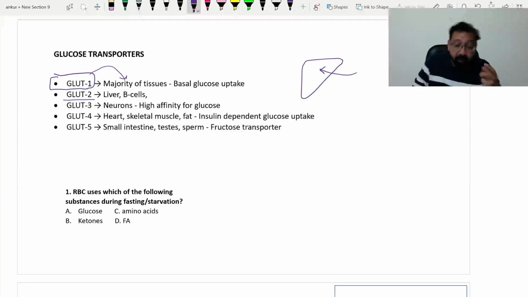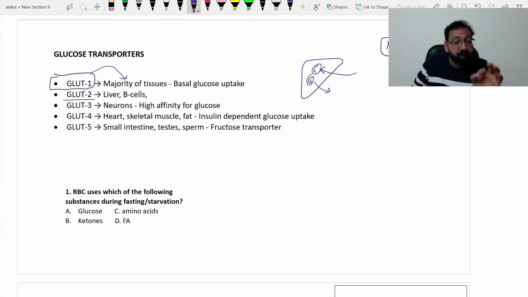In between meals, liver glycogen is broken down. In between meals, the liver maintains blood glucose by glycogenolysis, and glucose comes out of the liver in the fasting state. And the question is asked: liver glycogen can maintain blood glucose up to 16 to 18 hours.